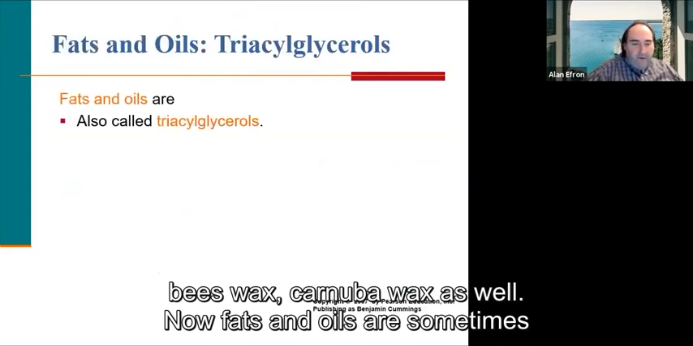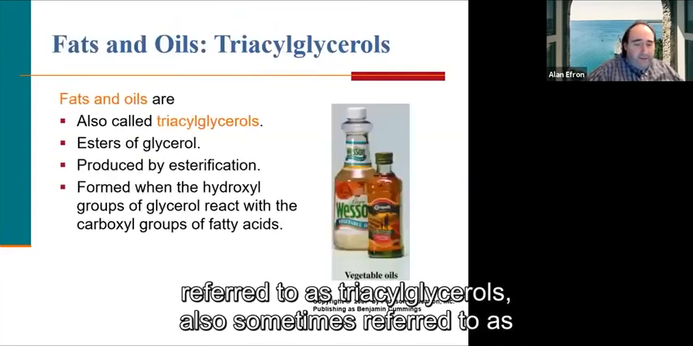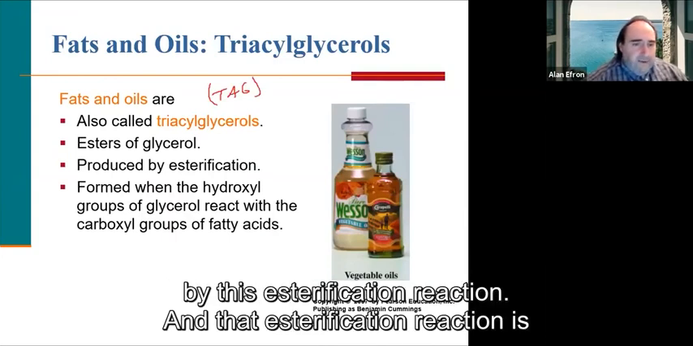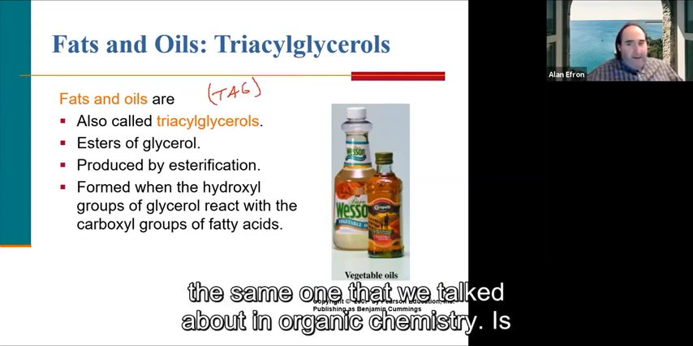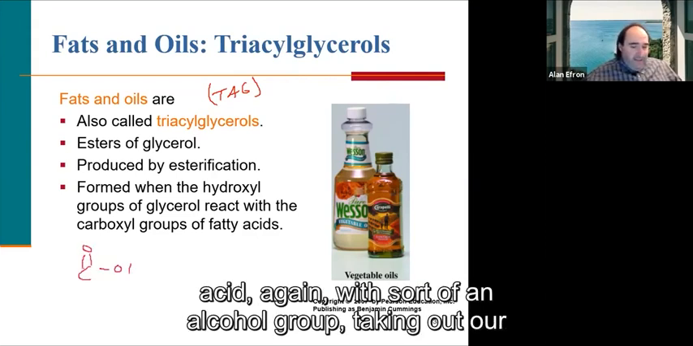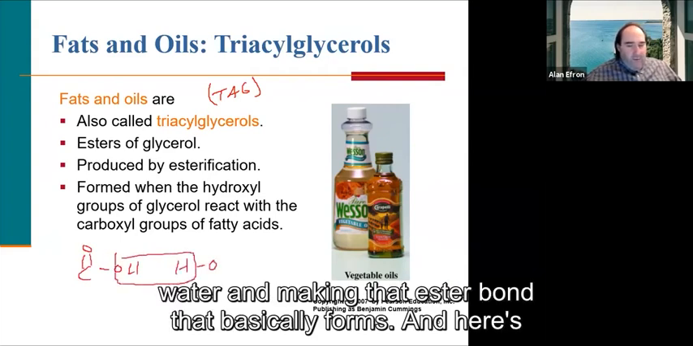Now, fats and oils are sometimes referred to as triacylglycerols, also sometimes referred to as TAG. They are produced by the esterification reaction, and that esterification reaction is the same one that we talked about in organic chemistry. It's the one I just drew there. It is our carboxylic acid with an alcohol group, taking out our water and making that ester bond that forms.